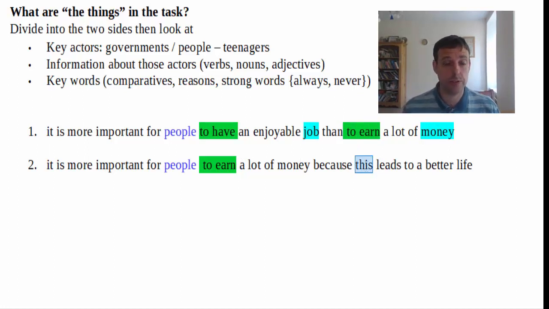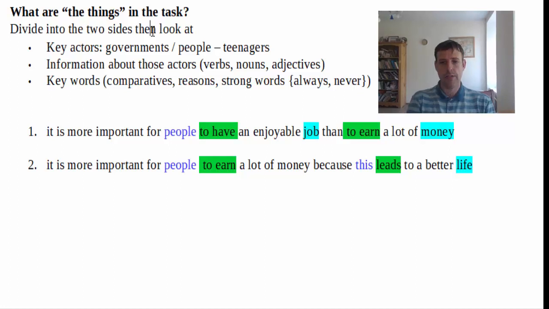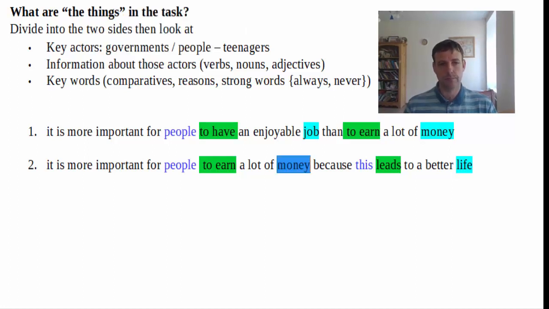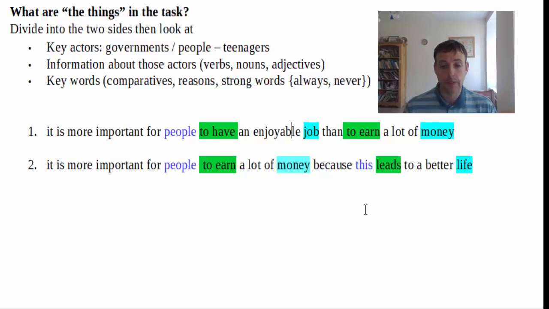And then this. Okay, that's interesting. That's not people, is it? That's a different one. This leads to a better life. Okay, and then this one leads. Sorry, the background color there. That one there. Okay, this leads to a better life. Oops, forgot here. A lot of money. Better color there. One more go getting the right one there. There we go. Okay.